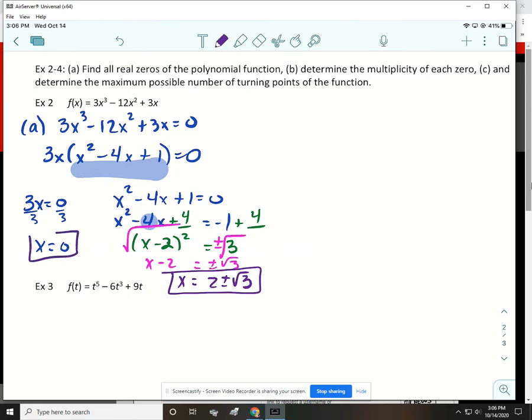Oh, and there's one over here too. Sorry. So all of our zeros are 0, 2 plus the square root of 3, and 2 minus the square root of 3.